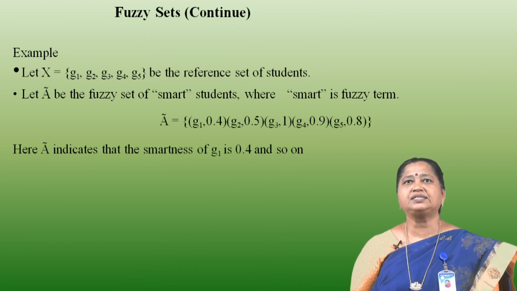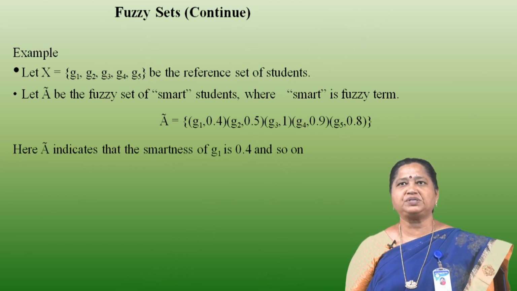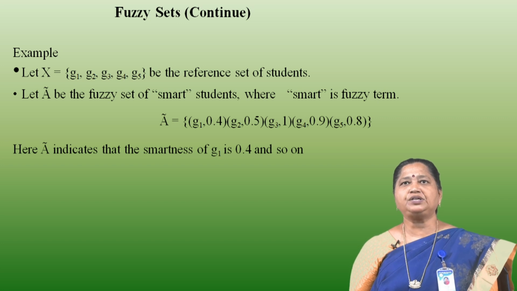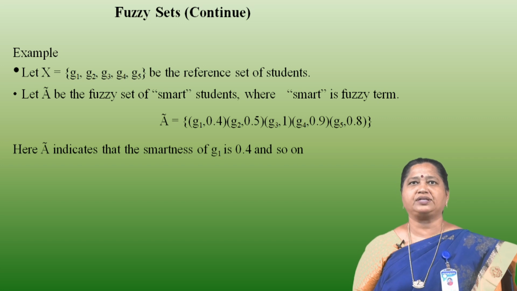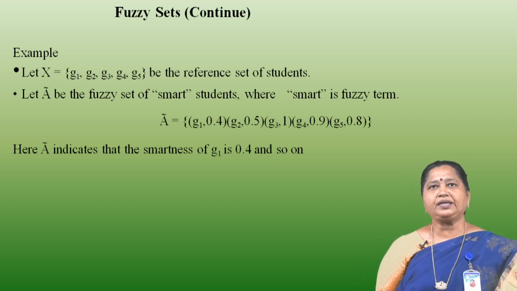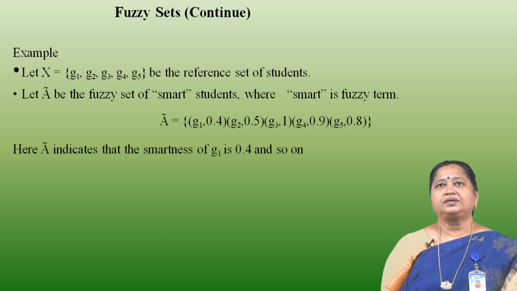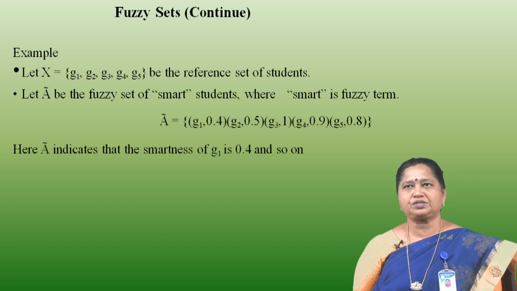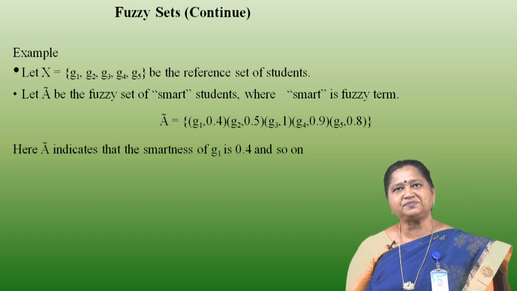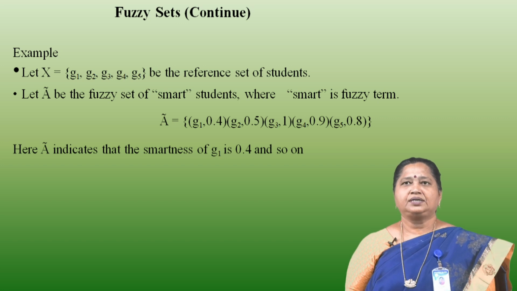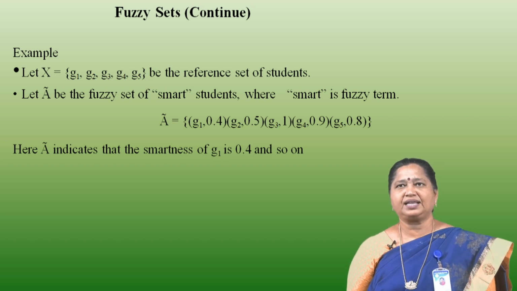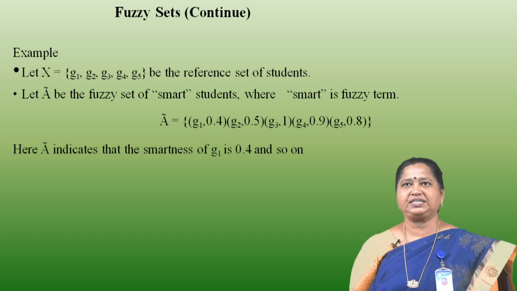Example of a fuzzy set. Let us take capital X equal to G1, G2, and so on up to G5, be the reference set of students. Let capital A bar be the fuzzy set of smart students, where smart is a fuzzy term. Very closely, very excellent, all these are fuzzy terms.